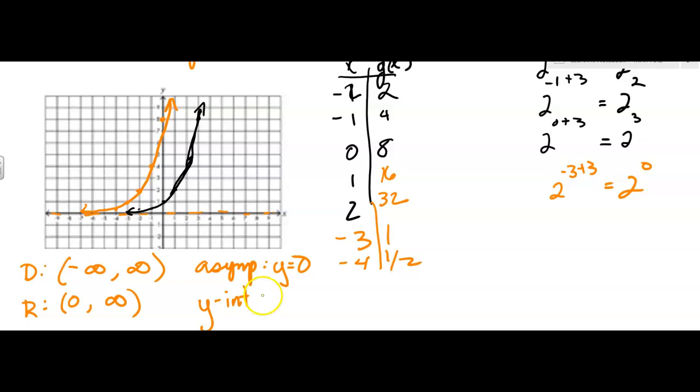In fact, now where is it crossing the y-axis? I guess I did need that point 0, 8 because that's where it's crossing the y-axis, right? So the y-intercept would be the point 0, 8. Okay? And the whole thing shifted 3 units left.